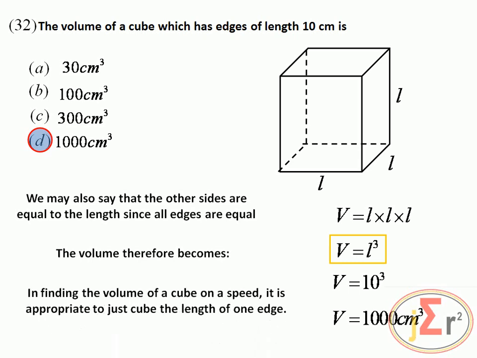In finding the volume of a cube on a speed, it is appropriate to just cube the length of one edge. If you have a cube and you need to find its volume, you will cube the length of one edge, and that's all there is to it.